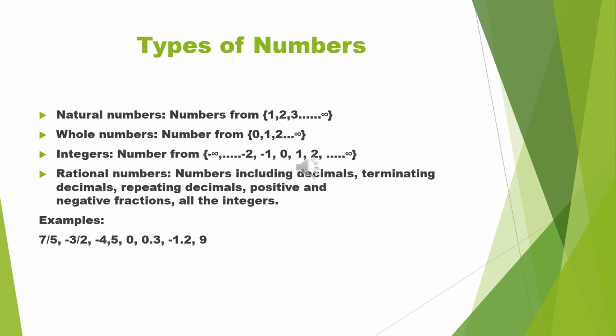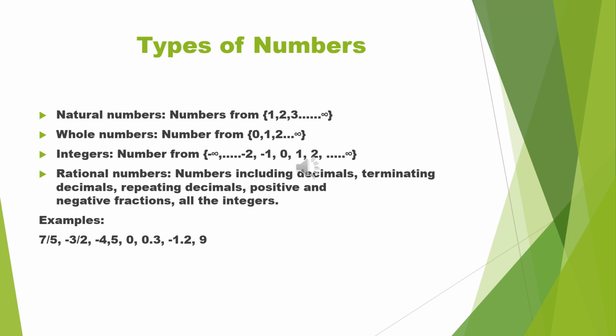In this slide, we can see the types of numbers. Natural numbers means it's from 1 to positive infinity. So from the number 1 to positive infinity are natural numbers. Whole numbers include the zero also. So 0 to positive infinity are whole numbers.